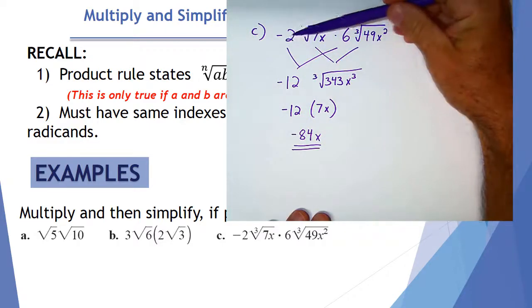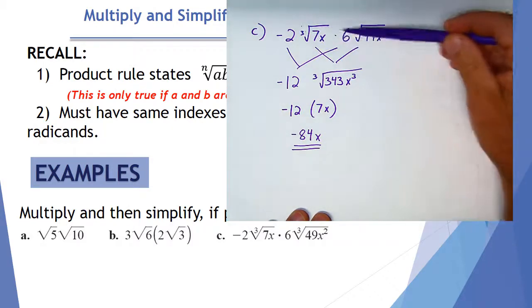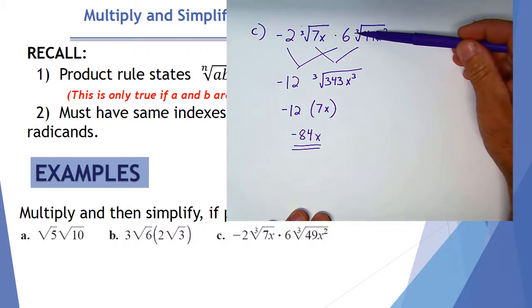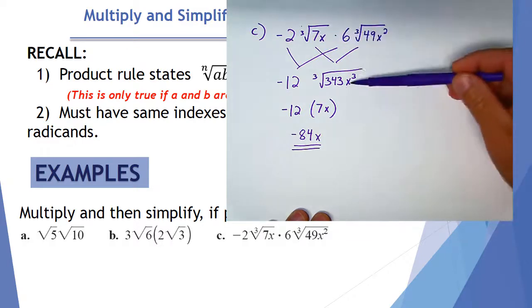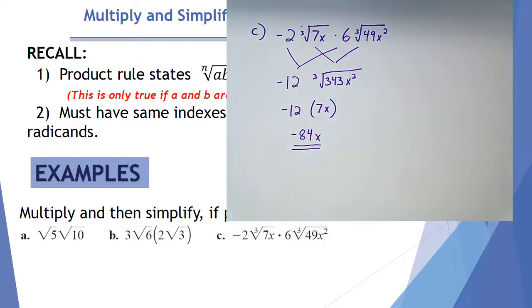So again, combine the coefficients by multiplication. We combined the roots because they were like indices, and all your work for today will have like indices, so you can do that, and then simplify the resulting root.